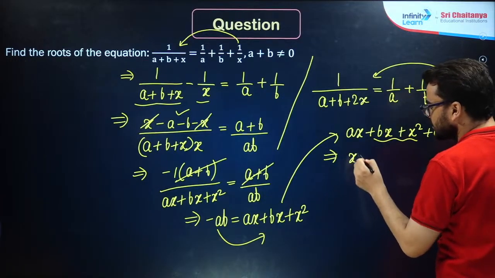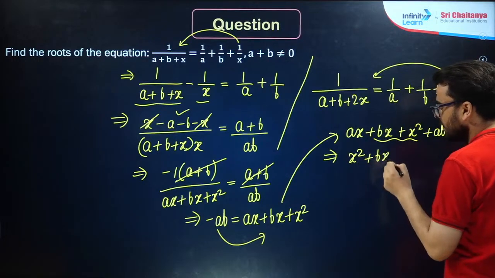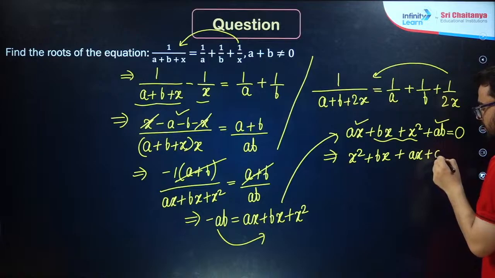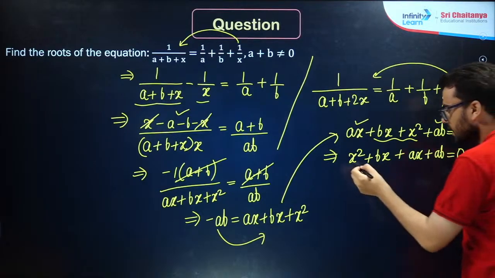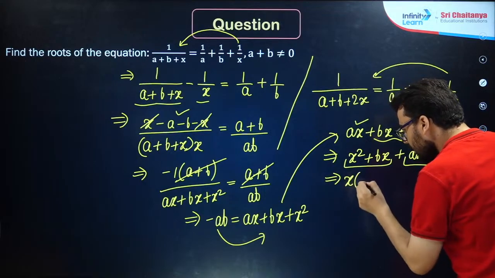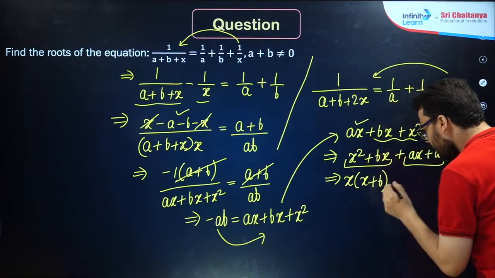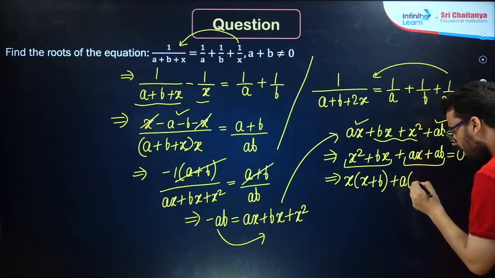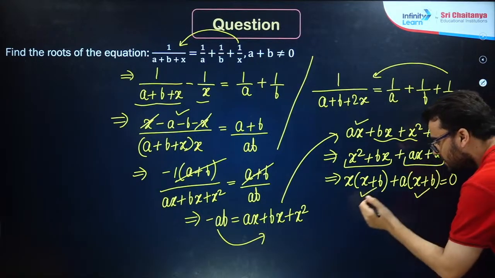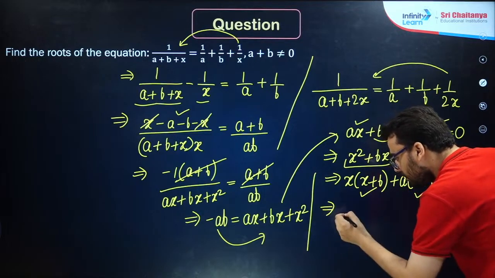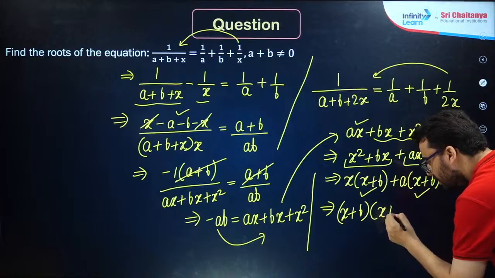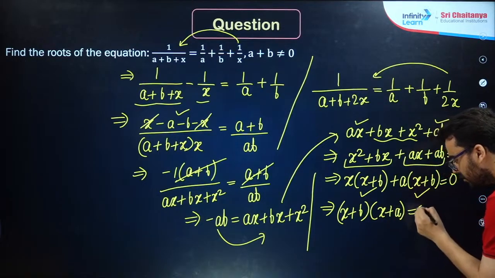So you can write it x square plus bx, and then we can take this in one group, plus ax plus ab. So basically two groups are there, first group and the second group. You can take x as common over here, x plus b will be left. You can take a as common over here, x plus b will be left. That is 0. Now you can again take x plus b as common. So x plus a will be left. So that is equal to 0.